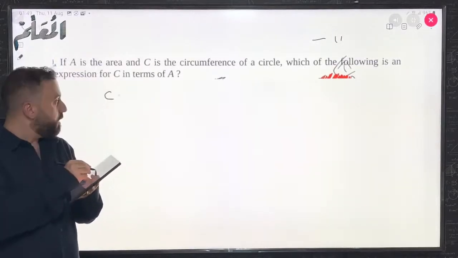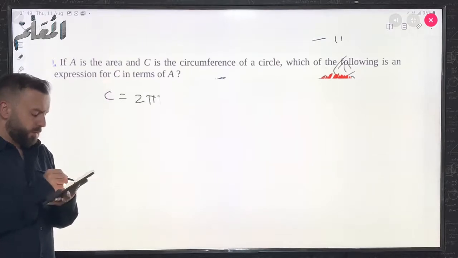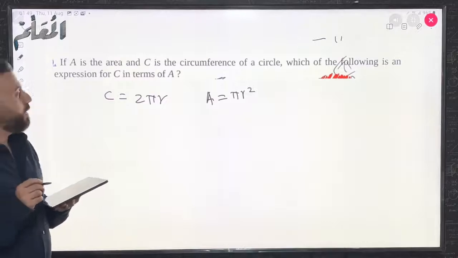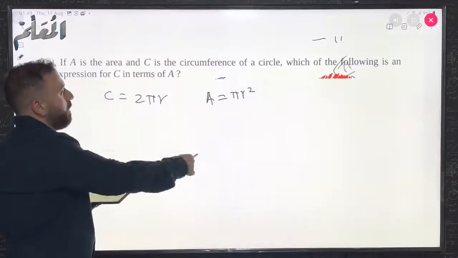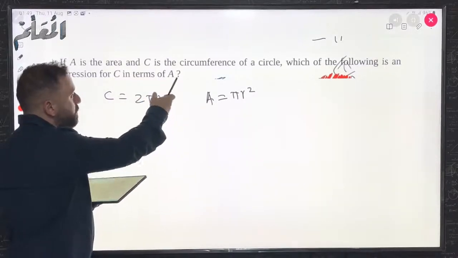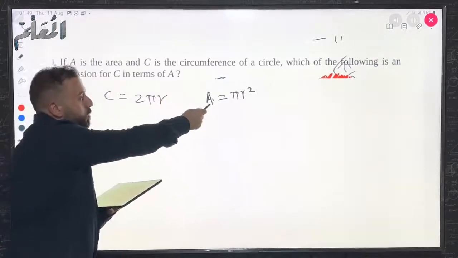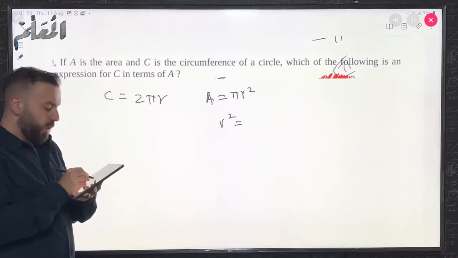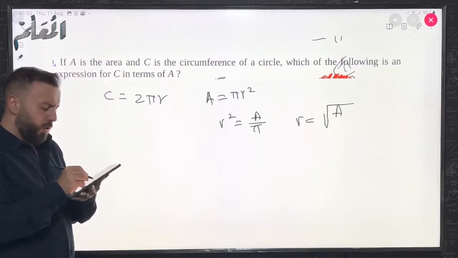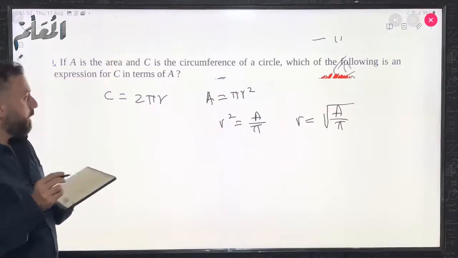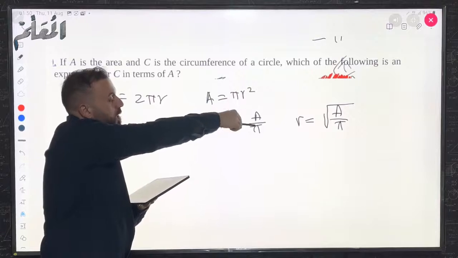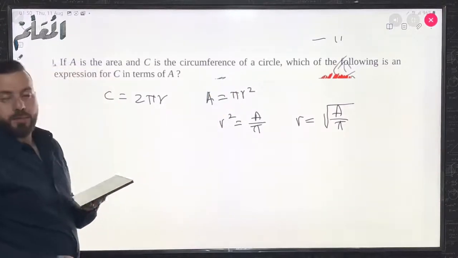I know that C is equal to 2 pi r and the area is equal to pi r squared. So actually what I want is C in terms of A. So I need to remove r and put something which relates to A. So check this one. The area is equal to pi r squared, so I can say r squared is equal to area over pi, and r is the square root of area over pi.